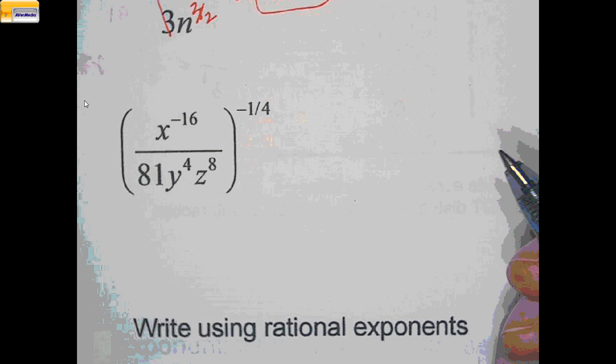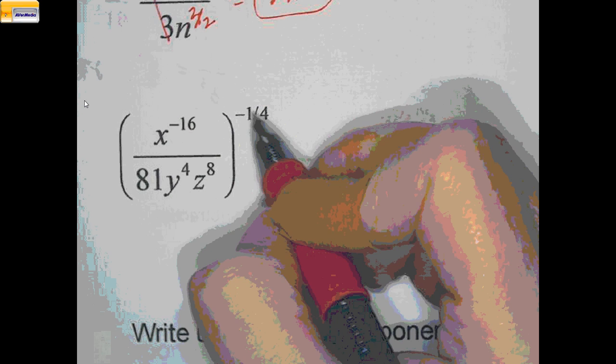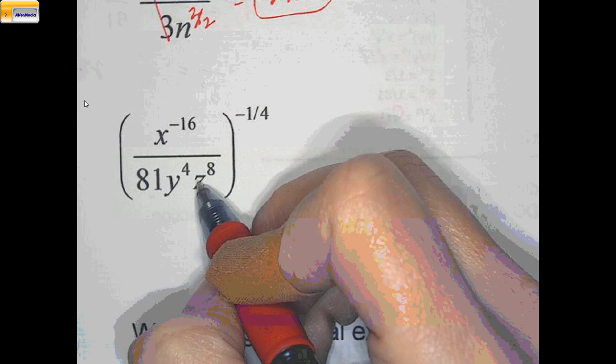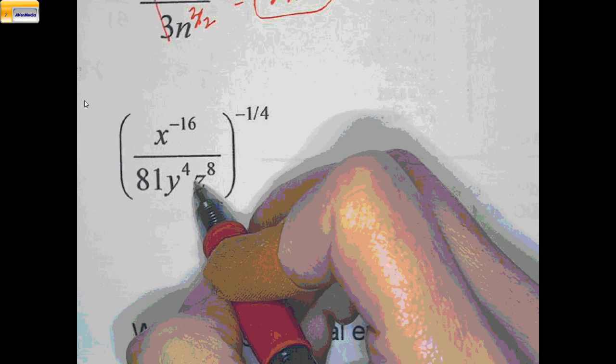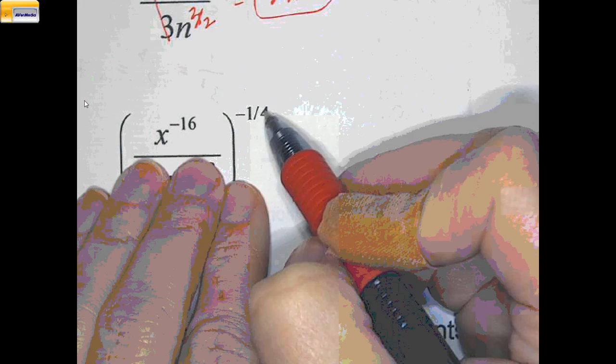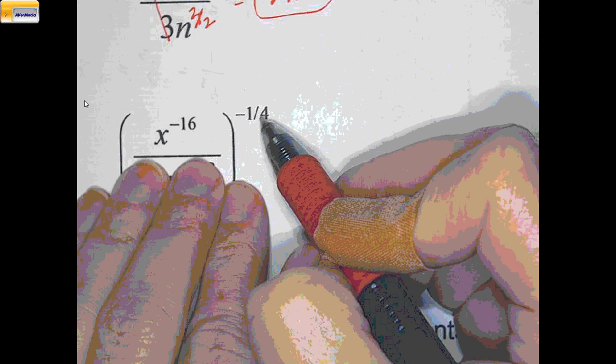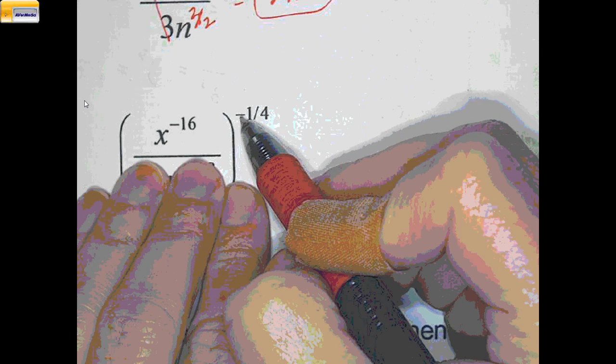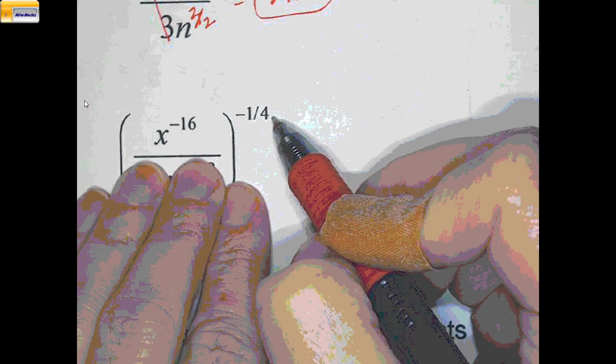Okay, there are lots of approaches, so you might approach this differently from me, and that's fine. In the end, we should have the same answer. I know that this negative 1/4 affects everybody in here, so I went ahead and distributed it. If I just focus on the x part, a power raised to a power, what do you do to the exponents? Multiply. What's a negative times a negative? And what's 16 times a 4th? So on the top, I have x to the 4th.